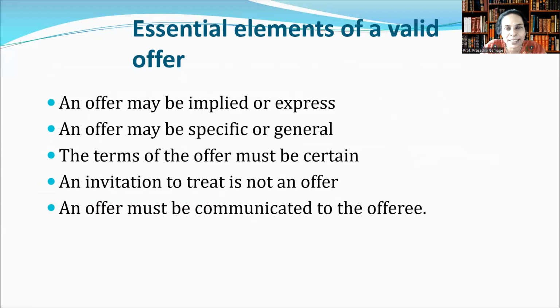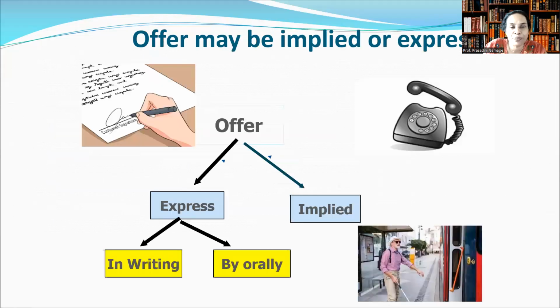To make a valid offer, there are some essential elements to be fulfilled. We will discuss from here onwards what those elements are. An offer may be implied or express. An offer may be specific or general. The terms of the offer must be certain. An invitation to treat is not an offer. An offer must be communicated to the offeree. So those are the main elements to make a valid offer. We will take them one by one.